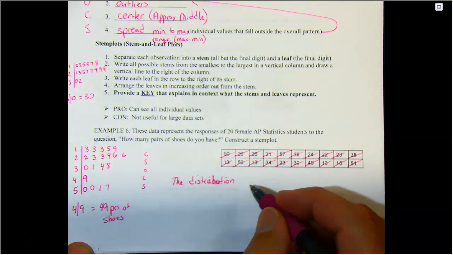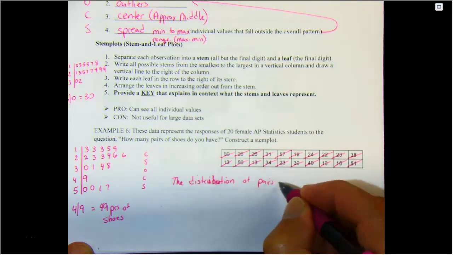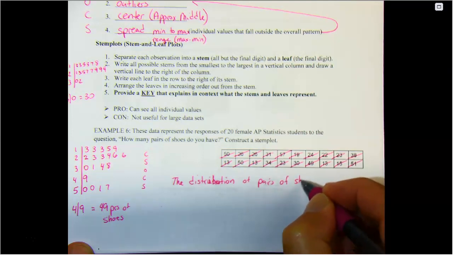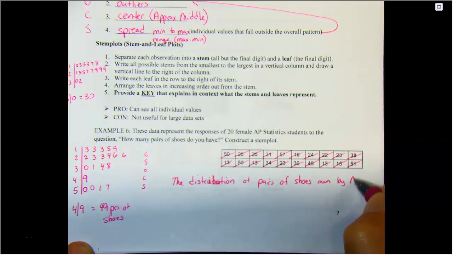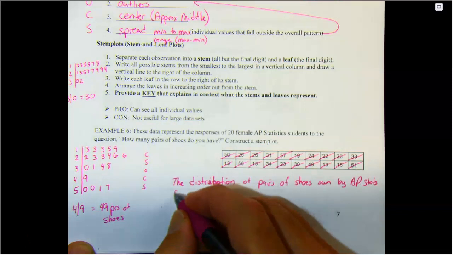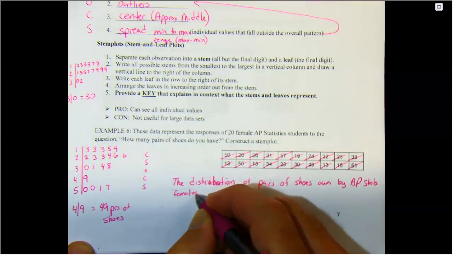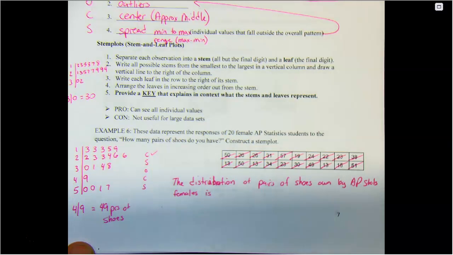The distribution of pairs of shoes owned by AP Stats females is, so I've taken care of the context. Now we need S, which is shape.